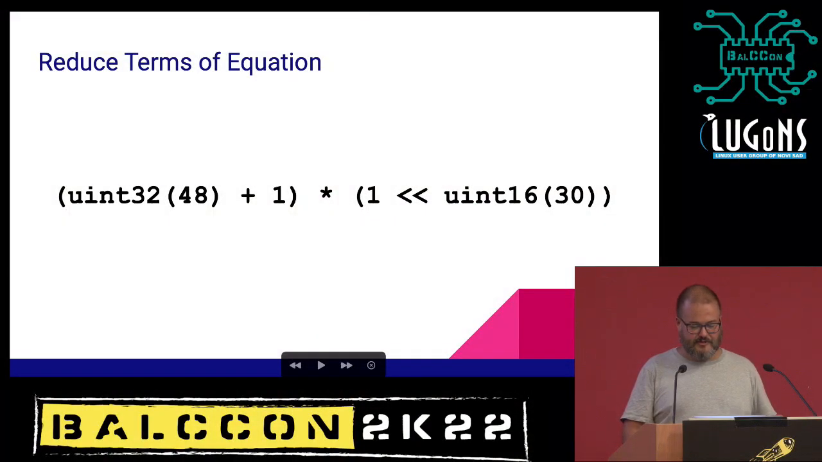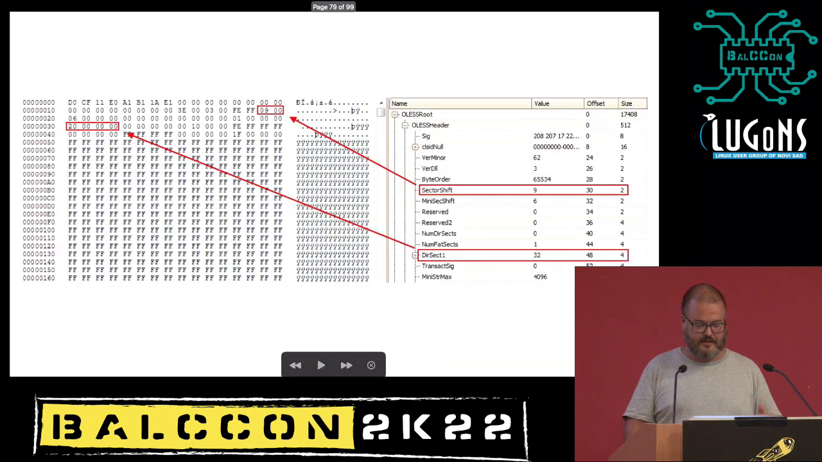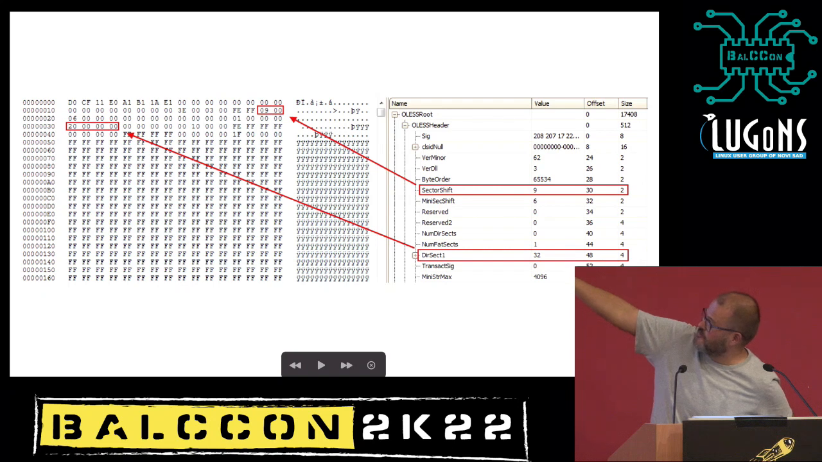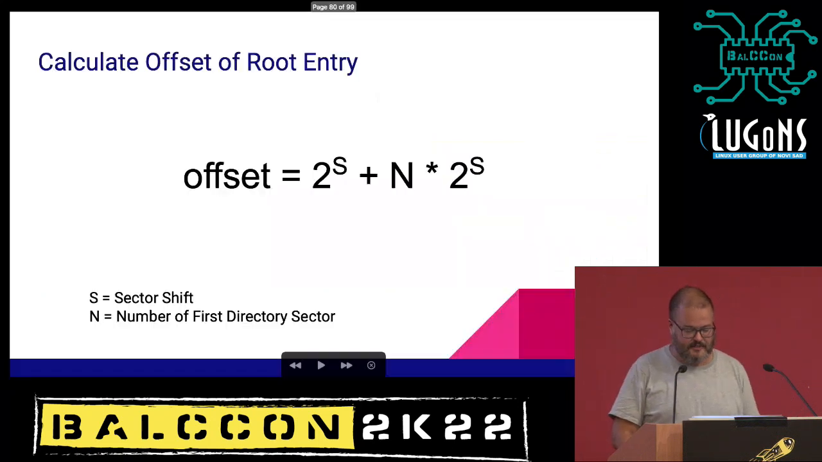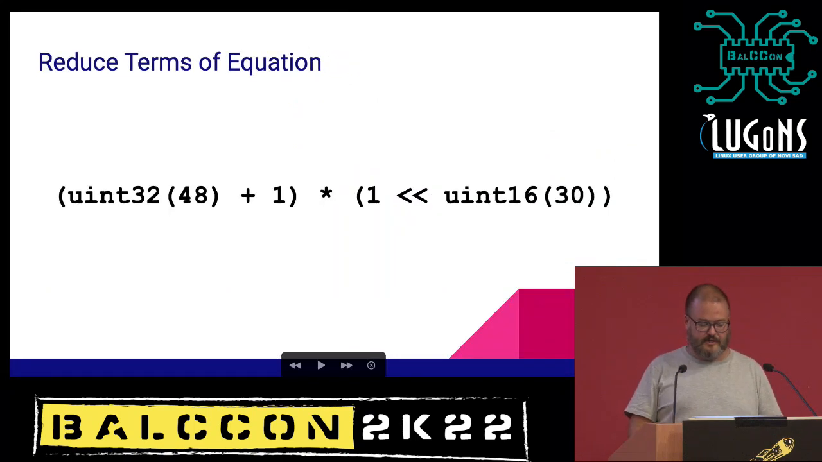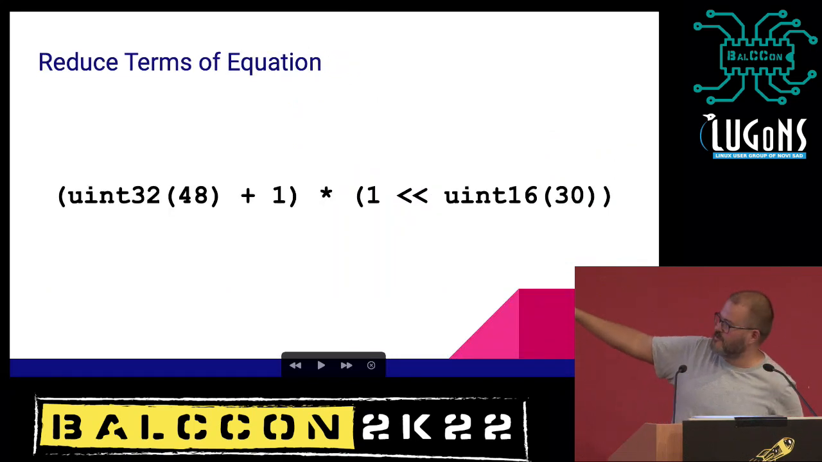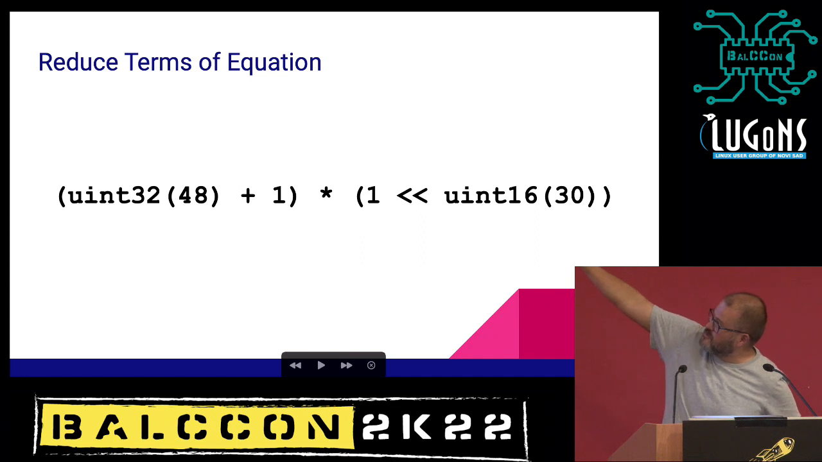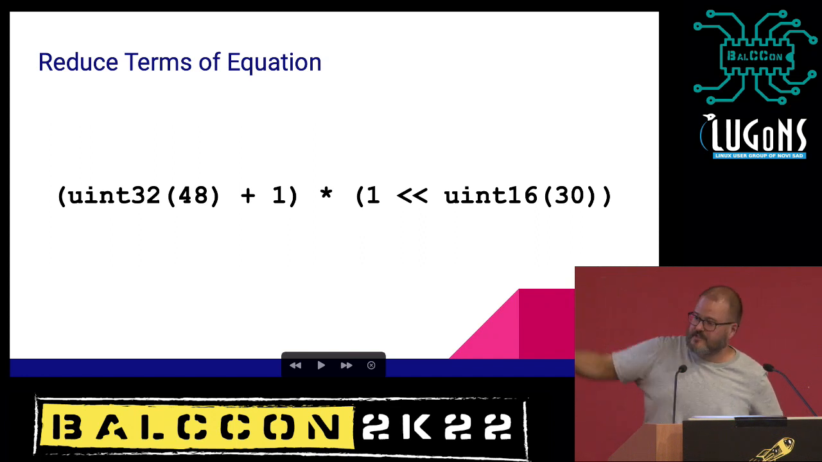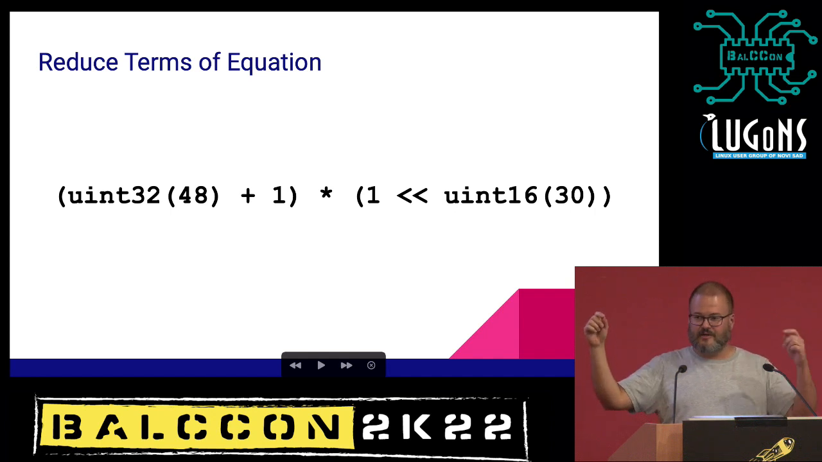What you want to do is reduce the terms of the equation. If we go back here and look, offset 30 is the sector shift, and offset 48 is the directory first sector. So what we're doing here is taking those two values. This is the sector shift, and that one is the directory first sector. And then I've just reduced the terms from that previous equation.